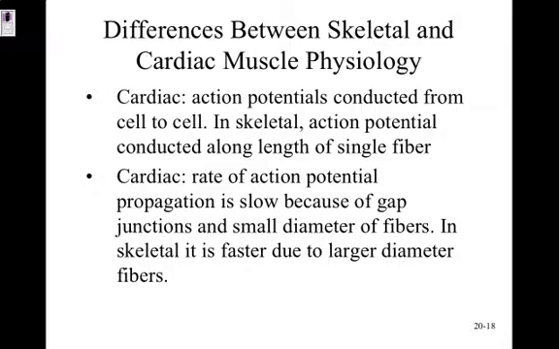So in cardiac muscle cells, the action potential is conducted from cell to cell. But in skeletal muscle, the action potential is conducted along the length of a single fiber. So it can go along the whole fiber. It doesn't have to go from a node or anything. In cardiac muscle, the rate of the action potential propagation is slow because there's gap junctions and small diameter of fibers, basically just so that it can make sure the atria contract before the ventricles contract. In skeletal muscle, it's a lot faster just because the diameter of the fibers is a lot larger.